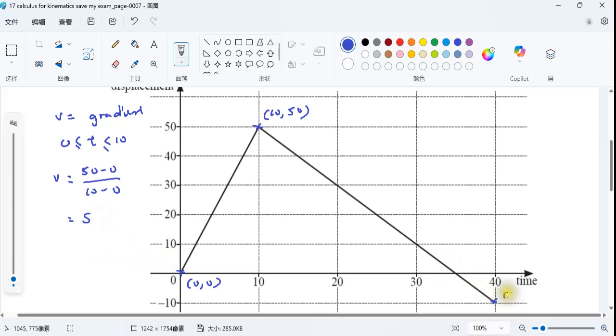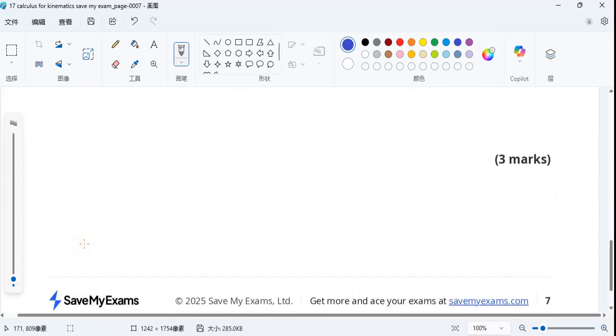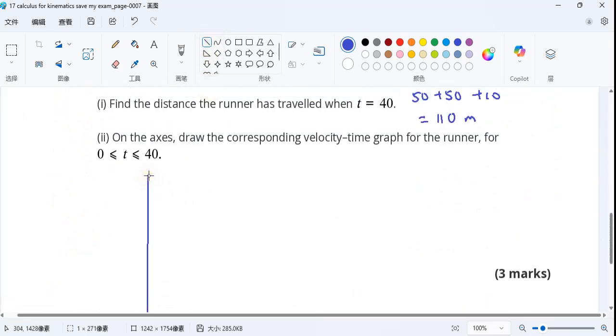And then this is 40, negative 10. So the t between 10 and 40, the V equal to negative 10 minus 50 over 40 minus 10. So it's negative 60 over 30, negative 2. So we have the negative 2.